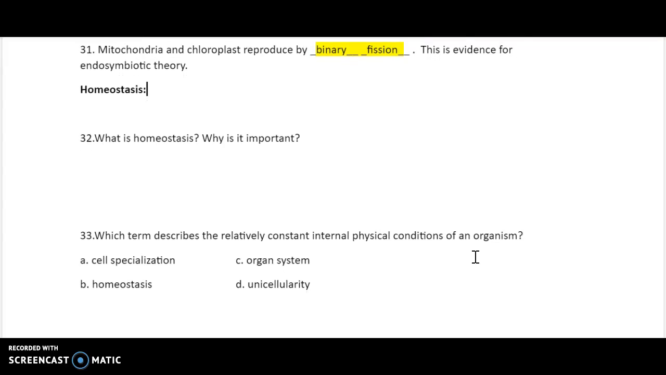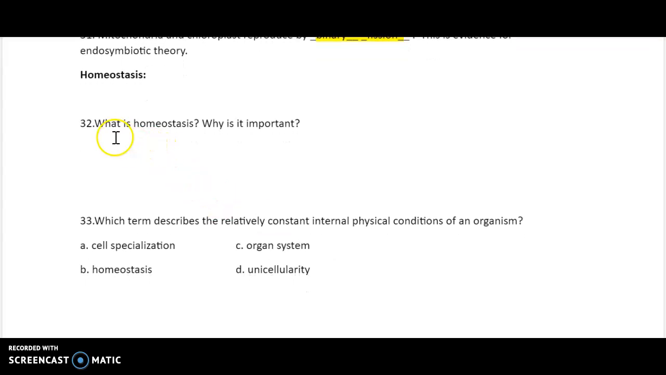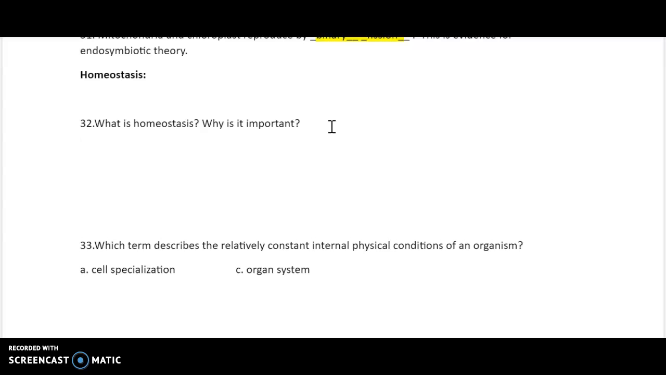Homeostasis, there's that big word again. Homeostasis, we talked about it probably like the second week of school, and I said you'll probably see that word pretty much every day for the rest of the semester. Well, here it is again. So what is homeostasis? Homeostasis is maintaining constant internal conditions suitable for life even when the external conditions are changing.